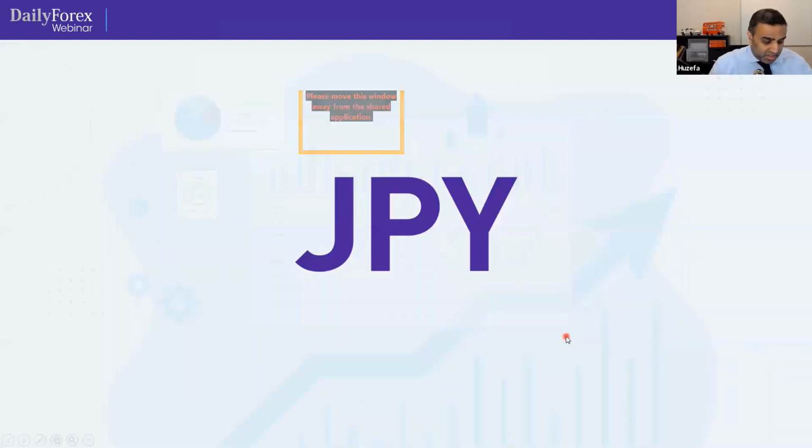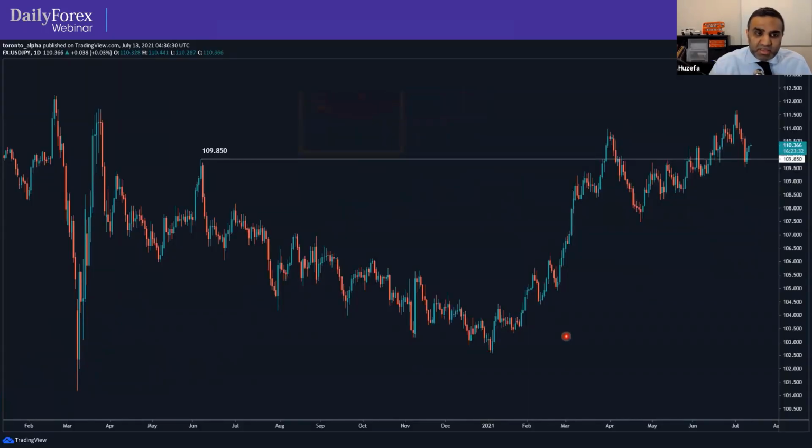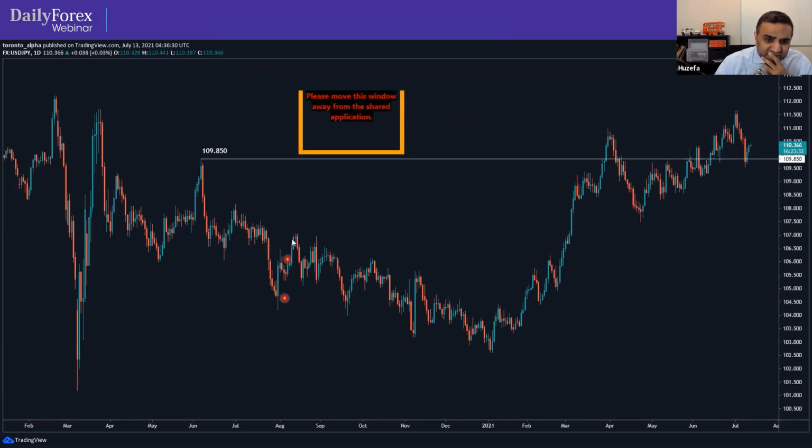JPY. This is a simpler scenario. I found yen really, in the last year and a bit, really tough to trade. It was in this downtrend, but it's very volatile, lots of big, deep pullbacks. So there was a channel there, but I just found it difficult to get entry points.